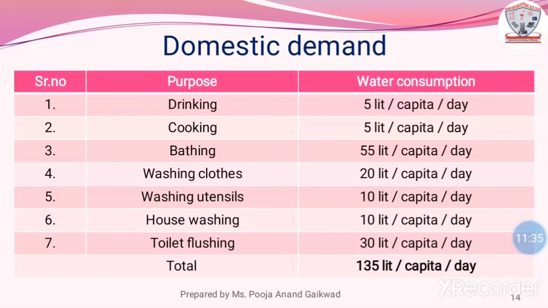Washing clothes, 20 liters per capita per day. Washing utensils, 10 liters per capita per day. House washing, 10 liters per capita per day. Toilet flushing, 30 liters per capita per day. The total becomes 135 liters per capita per day.